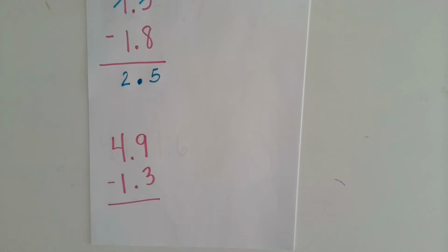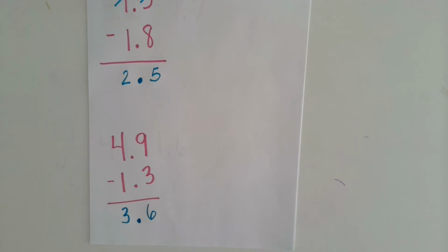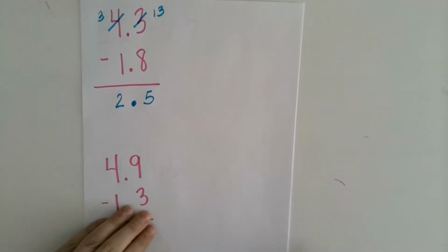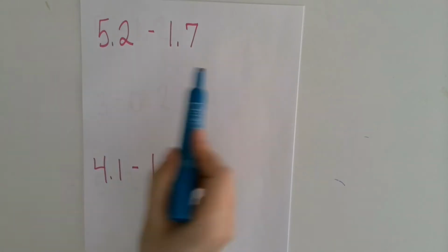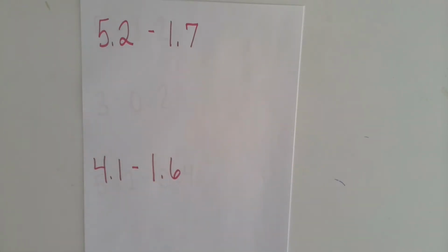Now in the second problem, I actually don't have to do any regrouping because 9 minus 3 is 6. 4 minus 1 is 3. The decimal point comes straight down into my answer of 3.6. So those are the most straightforward problems that you're going to see. So let's try some of those on your own. So here's two problems. I wrote them horizontally. I want you to rewrite them vertically and then try solving them. So pause the video, try them the way I showed you, and then come back and we'll go over them.